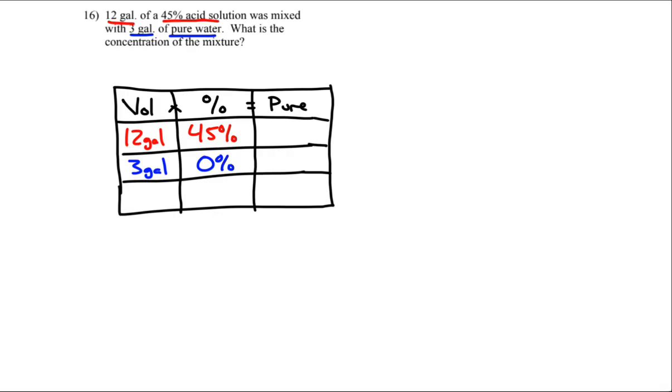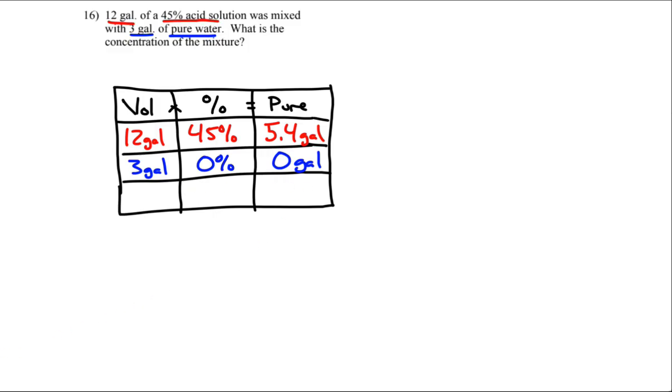So the first thing we have to do is figure out, well, how much acid is in the first one? If I were to take 12 gallons and multiply by 45%, I end up with 5.4 gallons. It's the same thing as 5.4 gallons of pure acid. The second one, if I multiply 3 gallons times 0, that's the same thing as 0 gallons of pure acid.